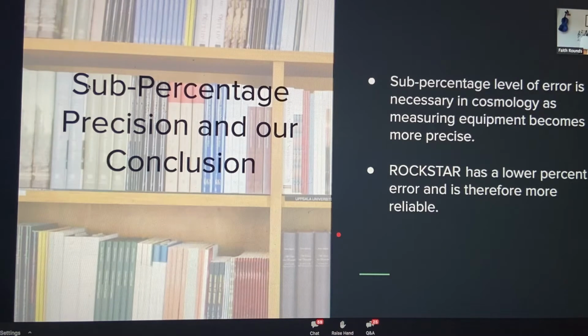So why is this important? Why does the level of error matter? Scientists are now gathering data from sources that have a sub-percentage, or below 1%, level of error. So gathering data from a source with larger error will lead to inaccurate conclusions. FOF exhibits more systematic errors, so its results can't be fully trusted. So we came to the conclusion that cosmologists should instead use the Rockstar algorithm for more accurate results, if they have time and if computational expense is not an issue.